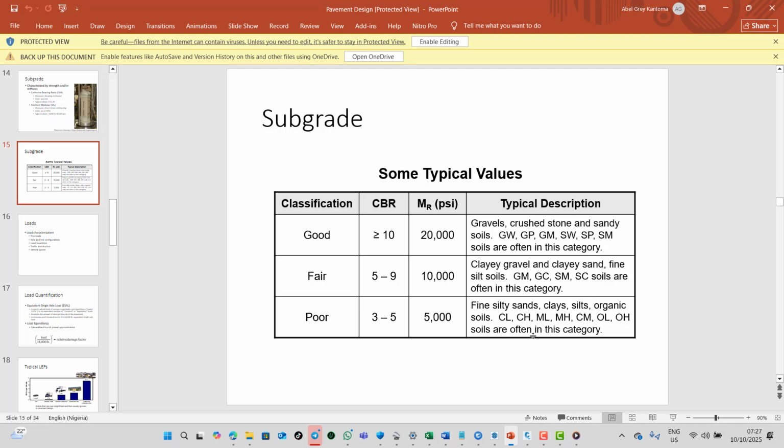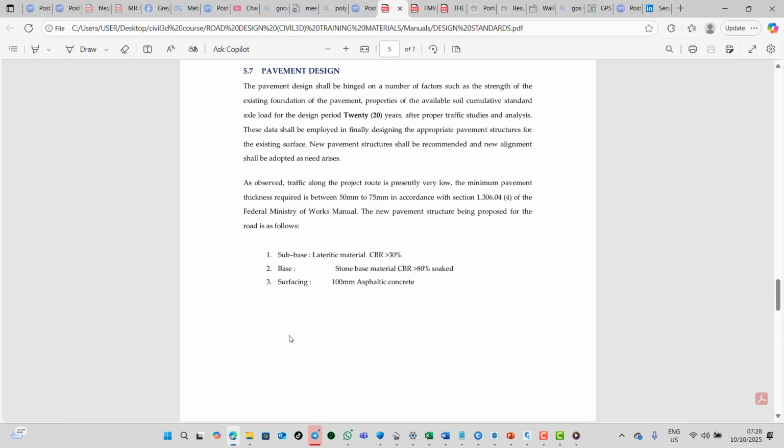That means you have to cut this soil entirely and replace them. So we have the clay, gravel, clay, sand. This is a bit fair. But when you have gravel, crushed stone, sandy, now based on our standard, this is what is recommended for us in our highway manual, which I am showing you here.